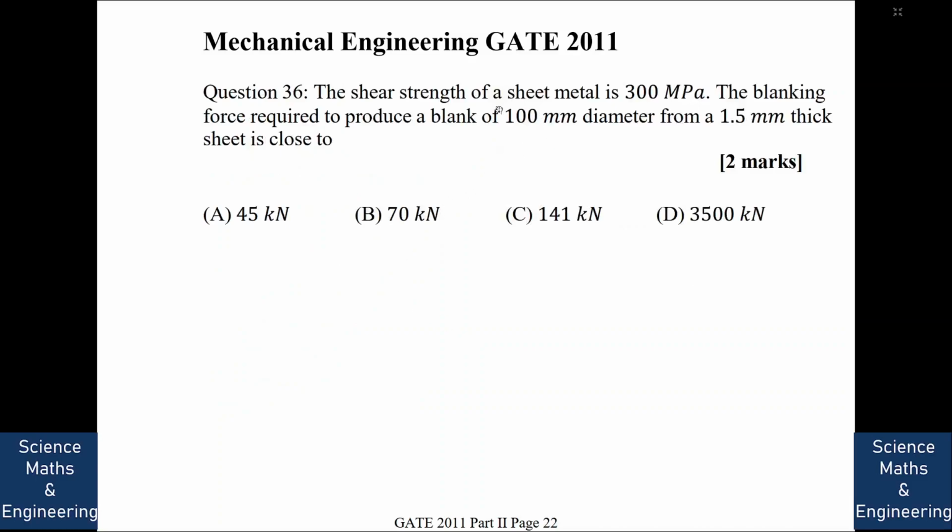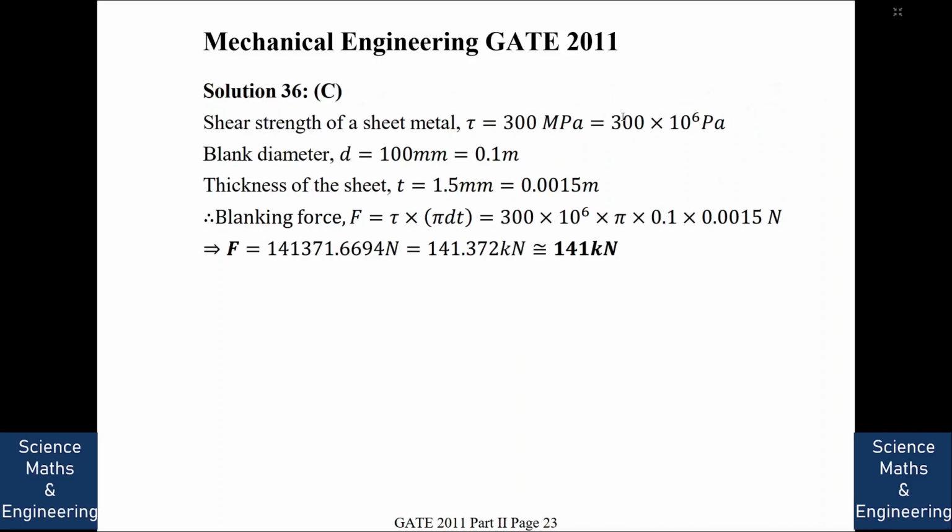The shear strength of a sheet metal is 300 megapascal. The blanking force required to produce a blank of 100 millimeter diameter from a 1.5 millimeter thick sheet is close to. So basically we are given the shear strength, the blank diameter and the thickness of the sheet. So the answer is option C, that is 141 kilonewton. Let us see how we get it.